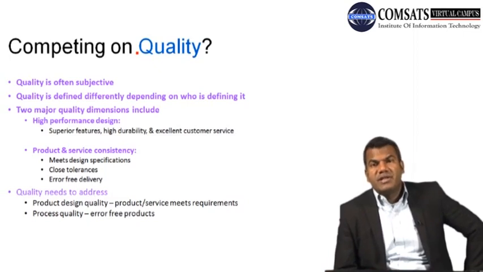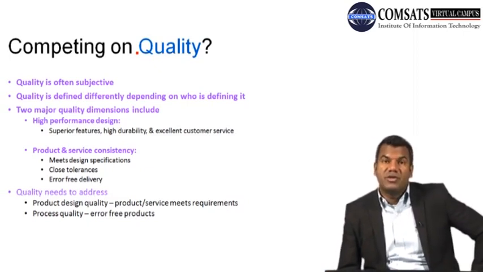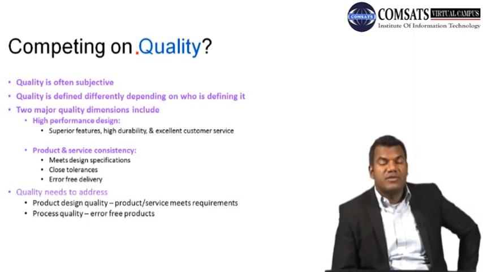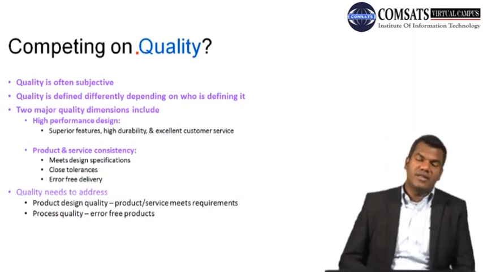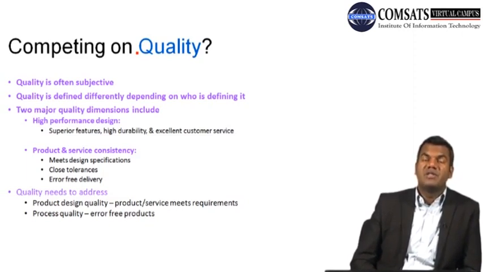As in the second point, it said that quality is defined differently depending upon who is defining it. There are two major dimensions in quality: product and service. Number one, high performance design. अब design के अंदर हम क्या कहते हैं? It needs to have superior features. It needs to have a higher durability and excellent customer service. This is basically high performance design. अब you can see the example of Steve Jobs, Apple. You can see the example of Microsoft.